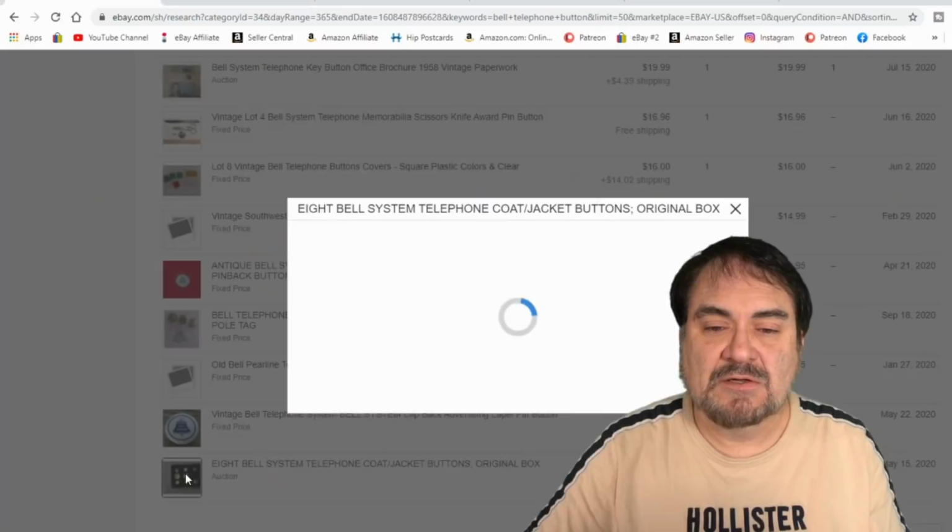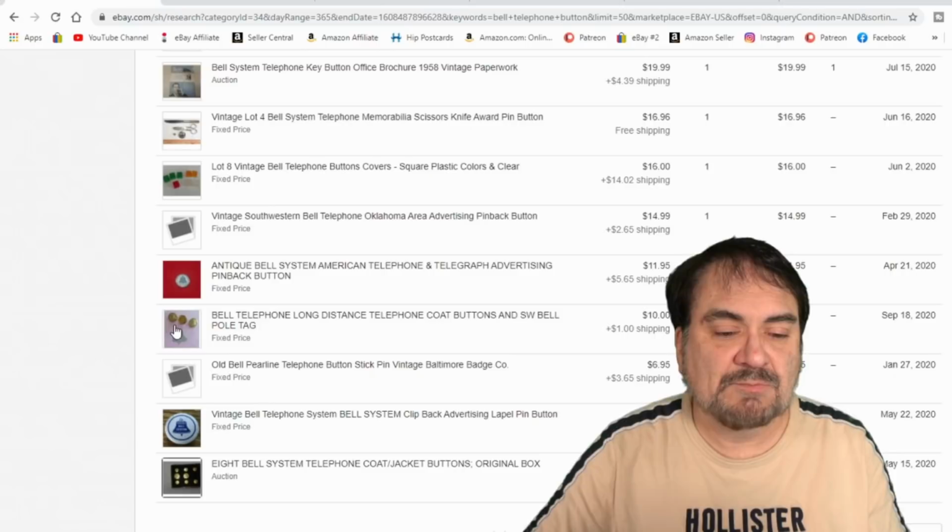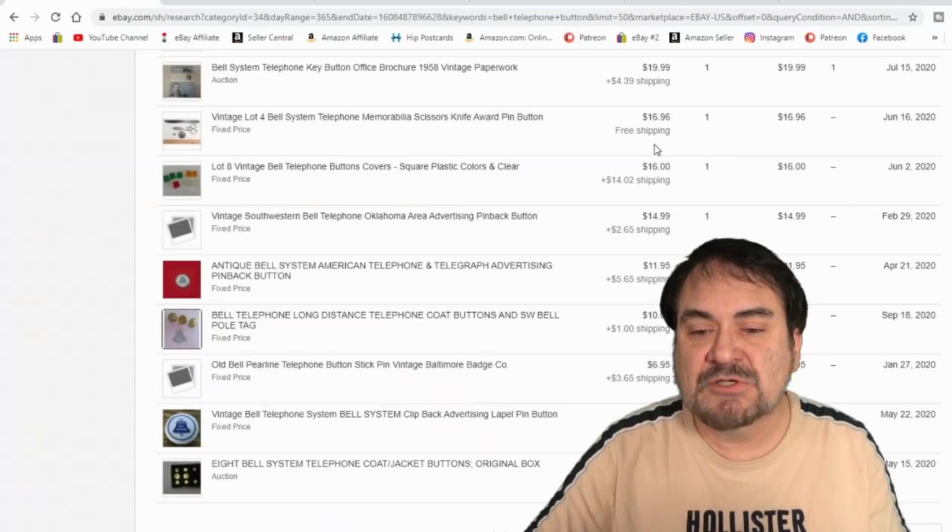Here's a whole set of them right here that went for really, really cheap. Here's three of them right here, the same one, really, really cheap. You price them low, you're going to sell them low. So I'm at the top of the heap in prices here.